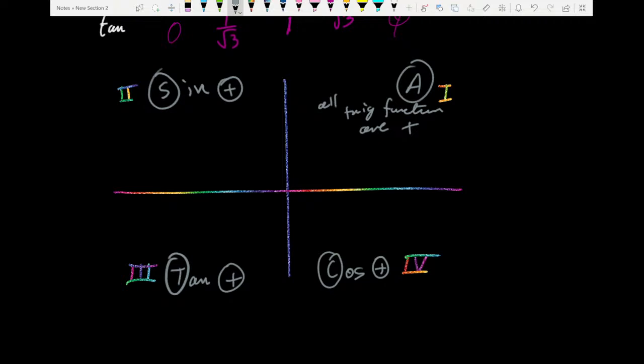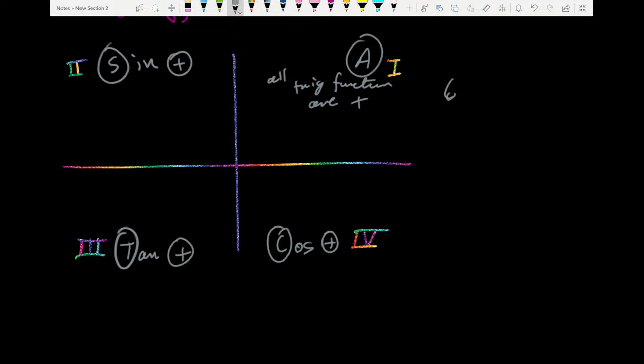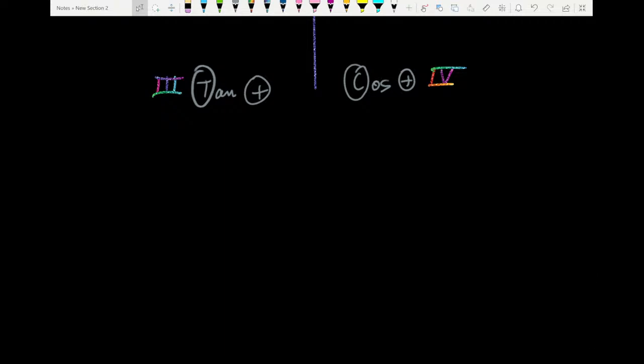Why is that important? Because we're going to do problems like, let's say, sine of 120 or cosine of 120. How do we get the exact answer for that? I want to know the exact answer for cosine of 120. How do we go about doing that? Well, in order to do that, we got to do one more thing: reference angle.